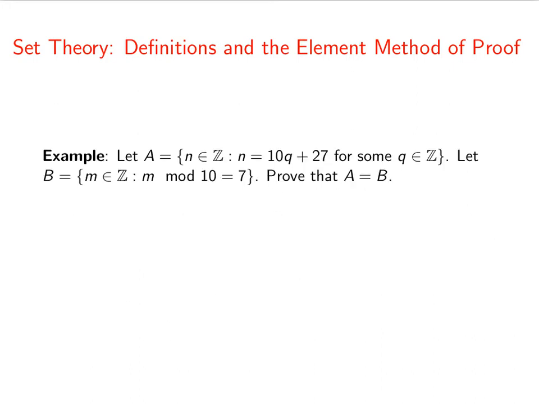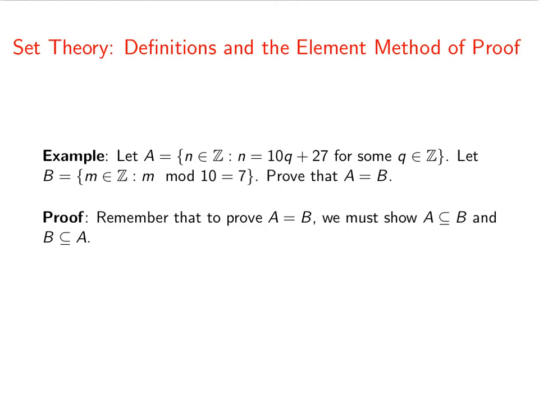So as an example, let's create these two sets and say that A is the set of all integers n such that n is equal to 10q plus 27 for some q in the integers. And let's let B equal the set of all m in the integers such that m mod 10 is equal to 7. And we're going to prove that A is equal to B.